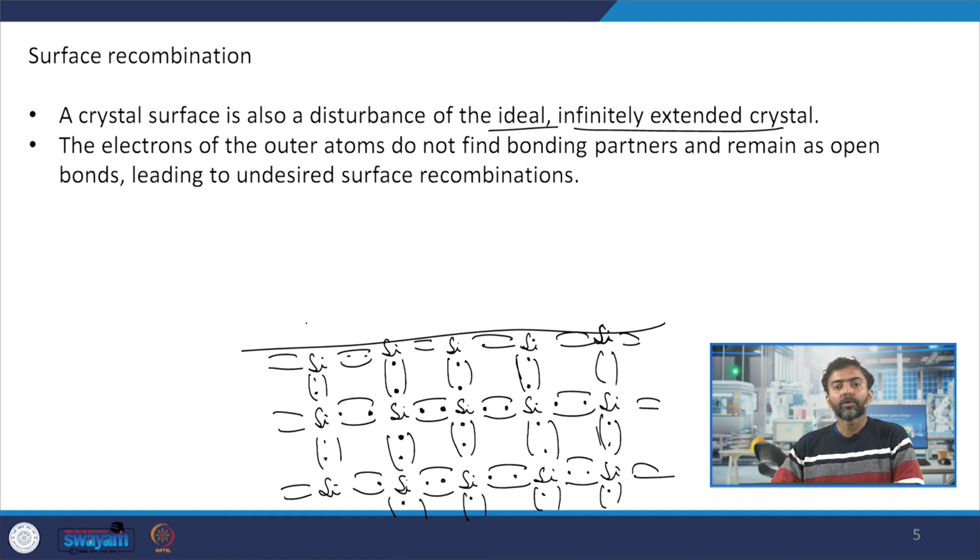The electrons of the outer atoms do not find bonding partners and remain as open bonds, and that leads to undesired surface recombinations. So these lattice places provide the opportunity for recombination. Any crystal will have some surfaces, and those surfaces form a sort of disturbance of the ideal infinitely extended crystal, and the outer atoms at the surface of the crystal have open bonds, and those actually lead to these undesired surface recombinations.